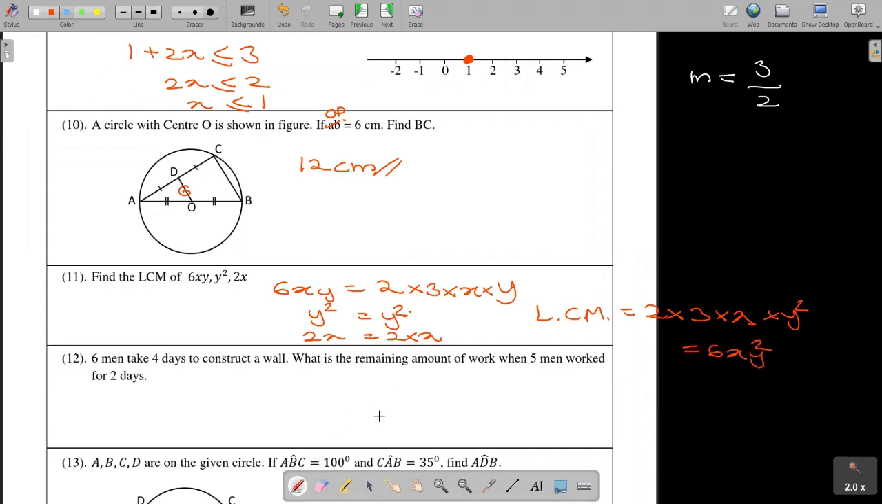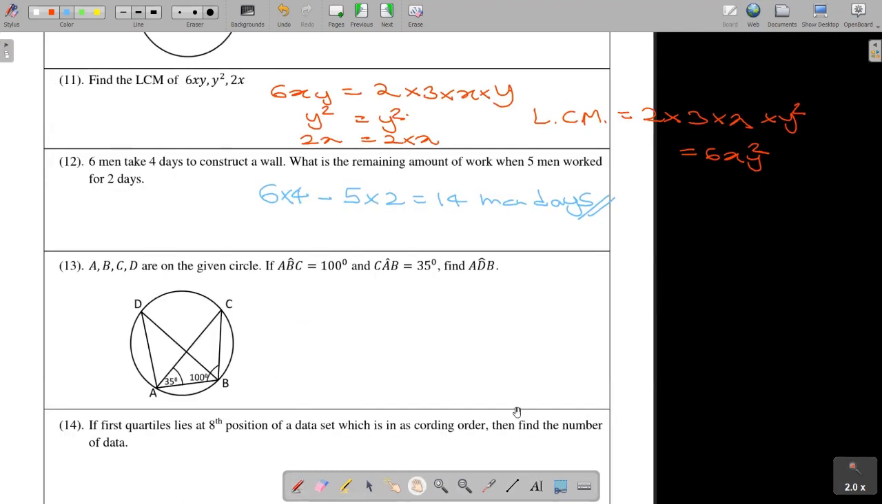Right. 6 men take 4 days to construct a wall. What's the remaining amount of work when 5 men work for 2 days? So they are asking for the remaining. Total work is 6 into 4, 24 man days. Now they have finished 5 into 2, 10 man days. So the remaining amount is 14 man days.